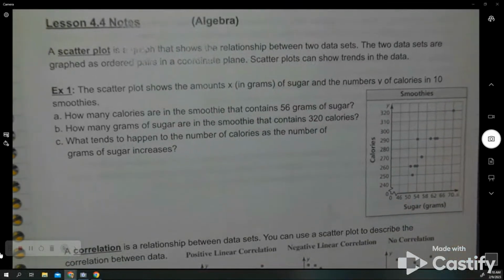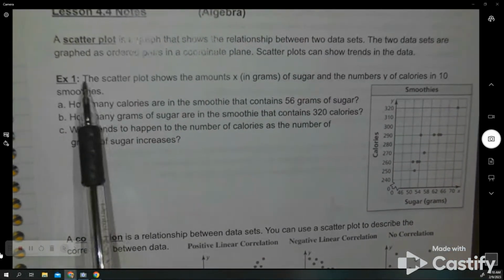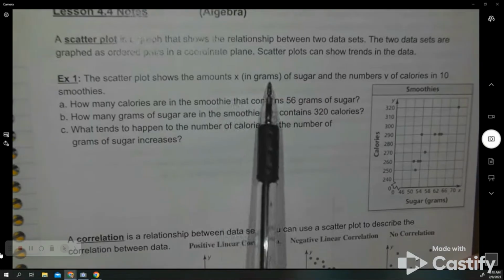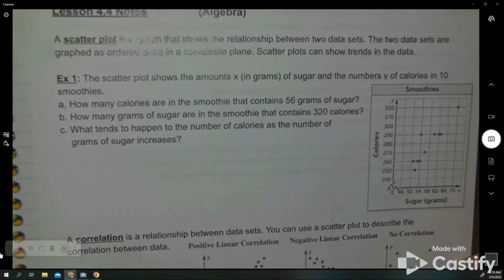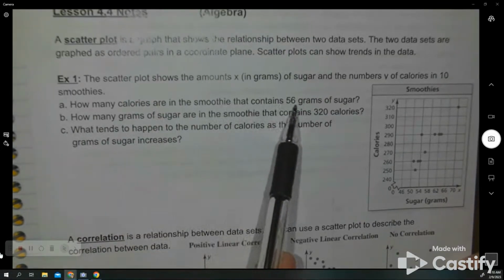So we're going to look at this scatter plot over here, and we're going to answer a couple of questions about it. So this part up here gives us some information about the graph. It says the scatter plot shows the amounts X in grams of sugar and the numbers Y of calories in 10 smoothies. So they give us 10 different data points in this one.